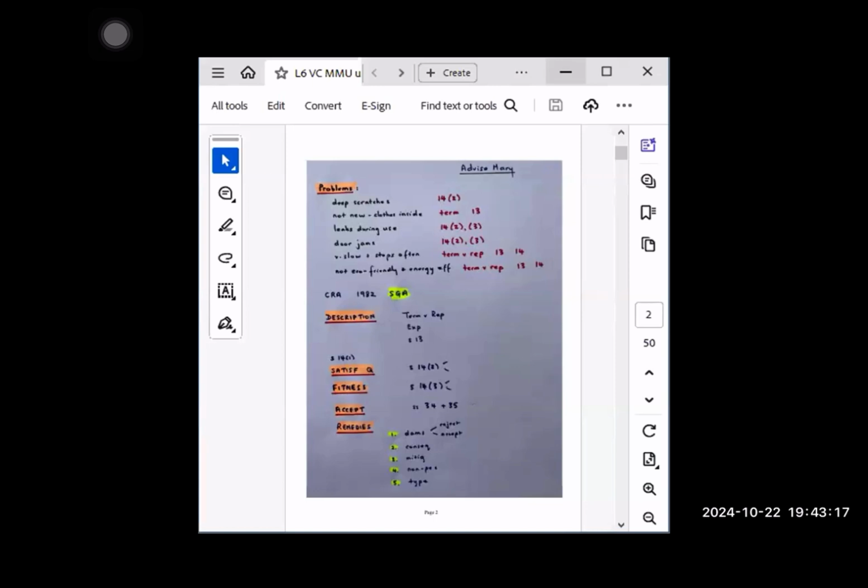But here in our client's case, there are so many defects. There's water leakage, the door was jamming, and eventually it breaks down. These are not minor faults.